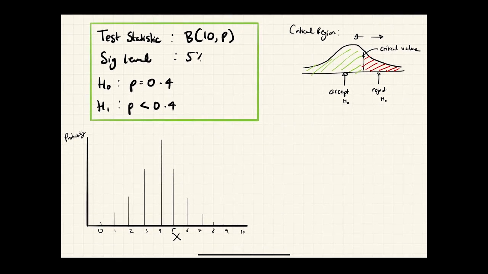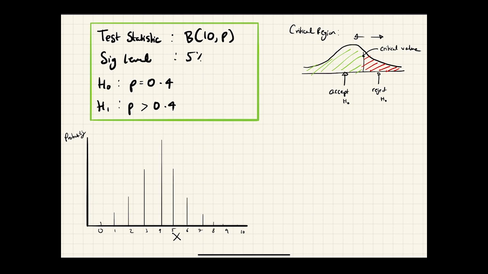So let's say my test statistic was modeled binomially with n being 10 and p being some value. My significance level is 5%. And let's say my H0 is p equals 0.4. And my alternate hypothesis H1 is p is less than 0.4. But I think for this example, actually what I wanted was for p to be more than 0.4. Okay, so let's say that this is our situation.